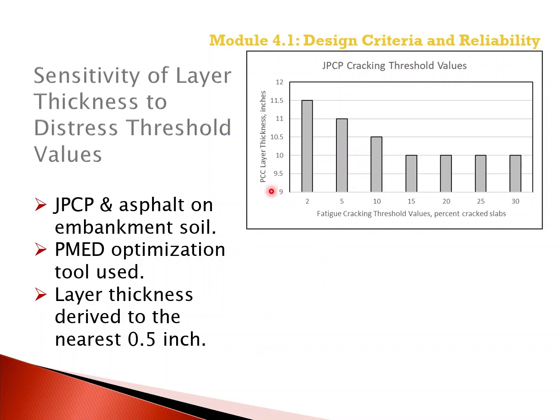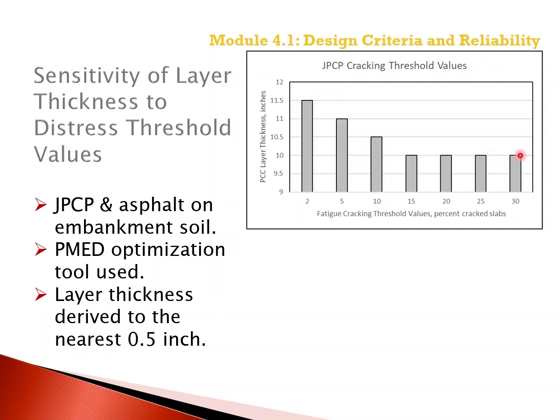The upper graph shows the PCC layer thickness for a jointed plain concrete pavement, and the x-axis is the fatigue cracking threshold value, percent cracked slabs. So we go from 2% threshold value for fatigue cracking all the way up to 30%. And you can see that it is a significant impact, going from about 10 inches to about 11.5 inches.